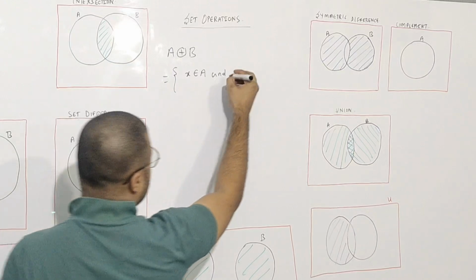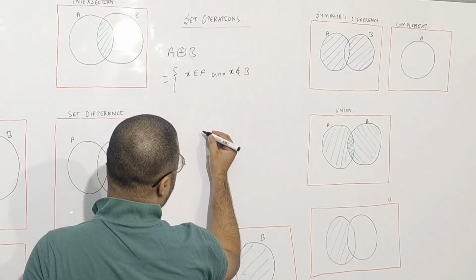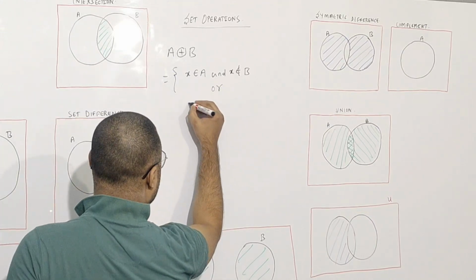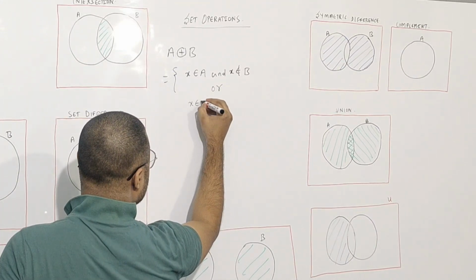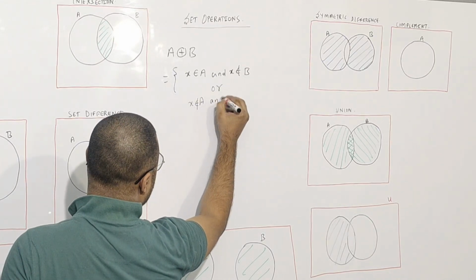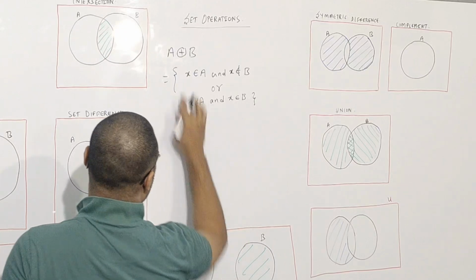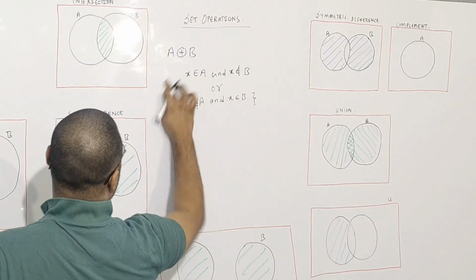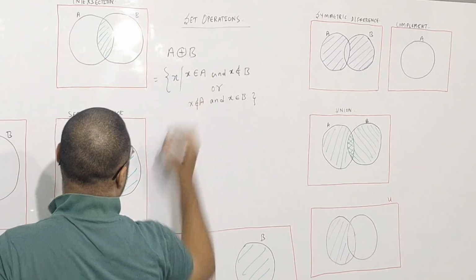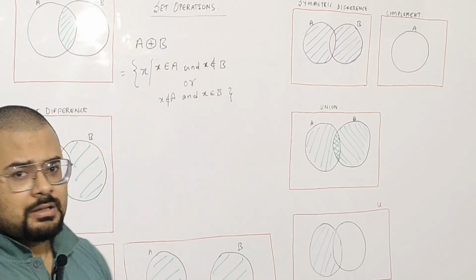and X does not belong to B, or X does not belong to A and X belongs to B. Okay, so this is what your symmetric difference is.